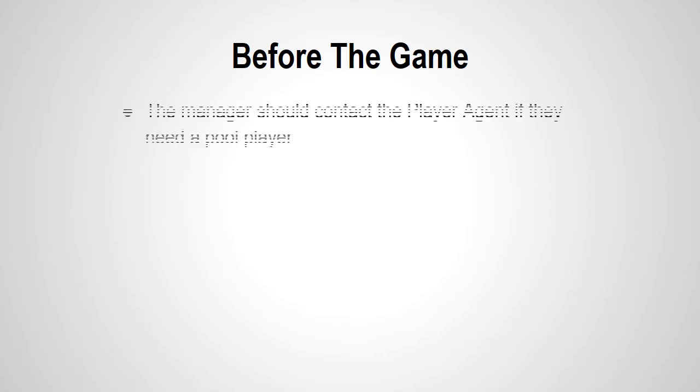Now that the list of possible pool players has been established, what do we do when we find out that we only have 8 players showing up for a game? Well, the manager should contact the player agent if they feel there's a need for a pool player. So in the situation we gave at the beginning of the video, there's a need. The manager would contact the local league's player agent and let them know that they'll only have 8 players for the game and that they're in need of a pool player.